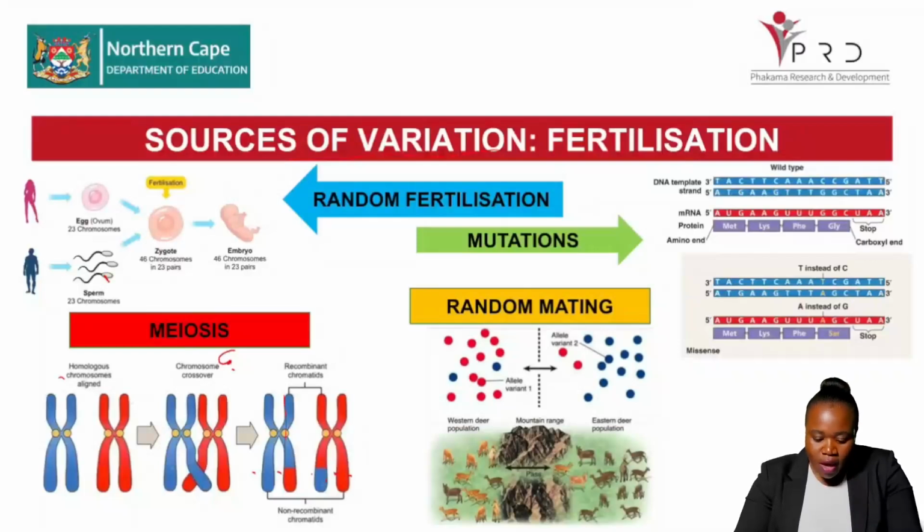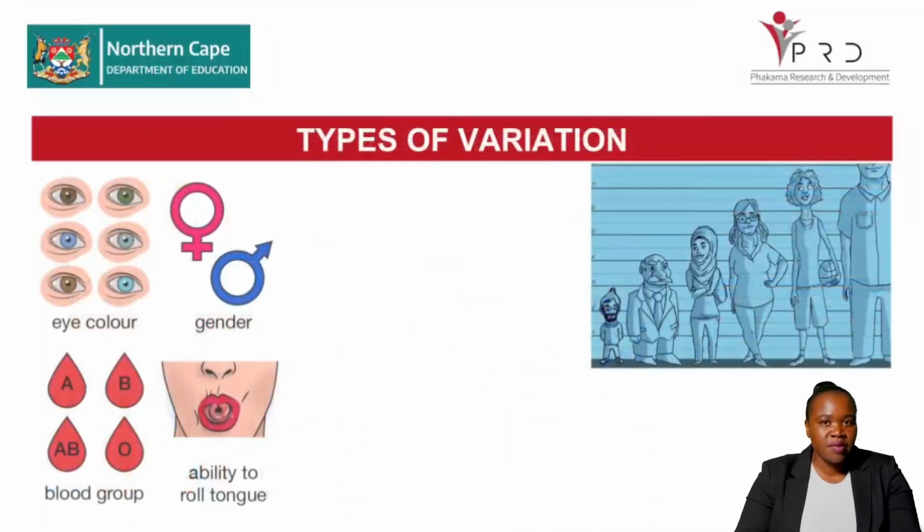And lastly, we have random mating. When organisms undergo mating, we don't know which organism is going to mate with which organism, meaning that we do not know which genetic material is going to combine with which genetic material. This is random. Therefore, this leads to a great deal of variation within organisms of the same species.